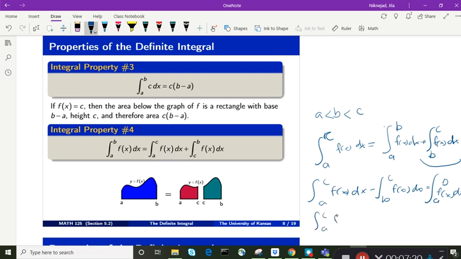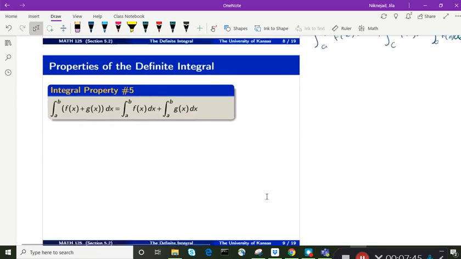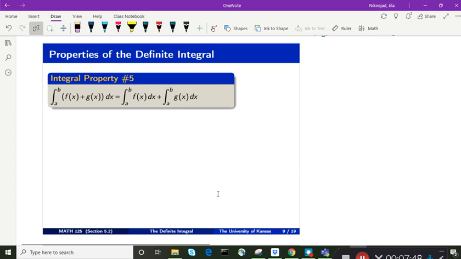The other property, so let's rewrite it. If I switch the two bounds, the sign changes. And so I end up with this. So in this case, when c is not inside the interval a and b, I still got the same value that I got over there. So now, property number 5.